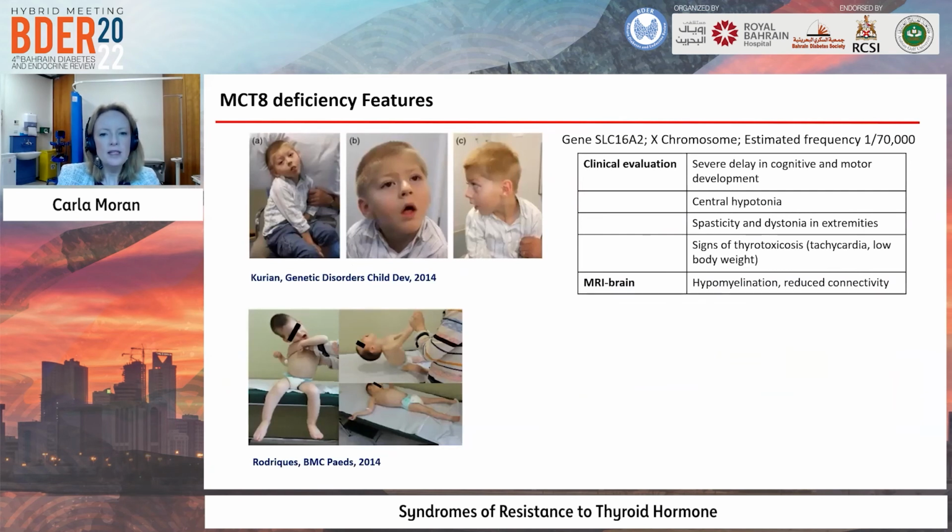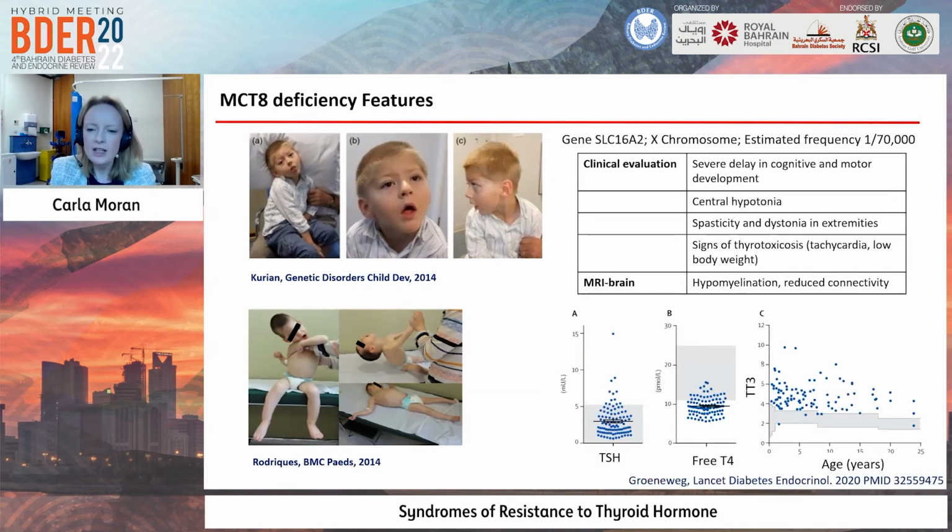So patients with MCT8 defects are almost exclusively male because the gene encoding the MCT8 transporter is on the X chromosome. The estimated frequency is 1 in 70,000 individuals, and it results in a very severe delay in cognitive and motor development. These patients have central hypotonia, spasticity, and dystonia. This is an example of some children who are affected, and the majority of boys never learn to speak or to walk, and they can't sit independently. It's a devastating condition. If brain imaging is performed, typically we see hypomyelination.